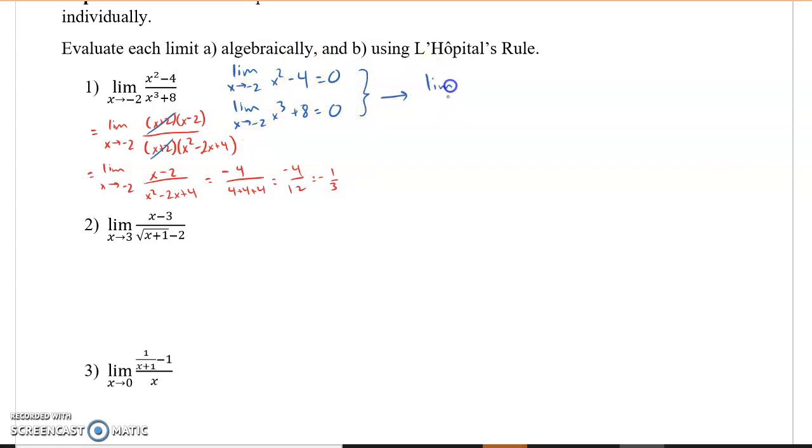Then we know that the limit as x approaches -2 of x squared minus 4 over x cubed plus 8 equals, because of L'Hopital's rule, we'll take the derivative of the top and the bottom separately. The derivative of the top is 2x. The derivative of the bottom is 3x squared. That reduces to, well, I'm not going to bother rewriting that. It's going to be 2 over 3x. So we can evaluate that at -2 and get 2 over 3 times -2, which reduces to -1/3.